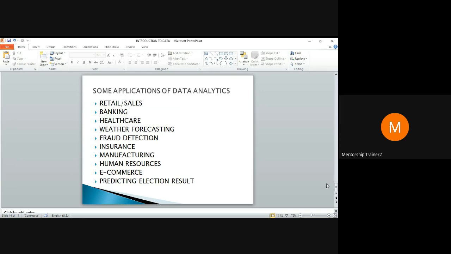The last but not the least, I know I talked about predicting elections using sentiment analysis, so they use it very well. HR, they use it. There is something they call employee analysis or HR analysis, something like that. So they check for employee attrition. Why is this employee leaving?